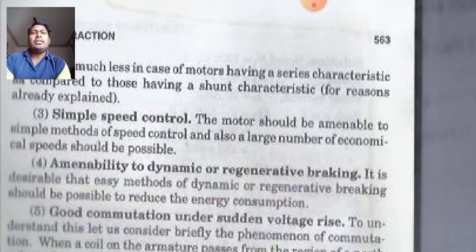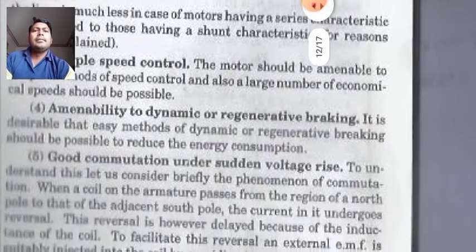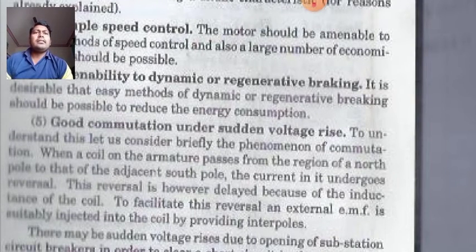Now, good commutation under sudden voltage rise. To understand this, let us understand briefly the phenomenon of commutation. When a coil of the armature passes from the region of a north pole to that of the adjacent south pole, current in it undergoes reversal. This reversal, however, is delayed because of the inductance of the coil. To facilitate this reversal, an external EMF is suitably injected into the coil by providing interpoles.